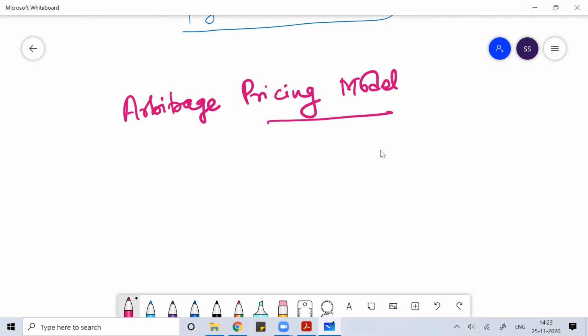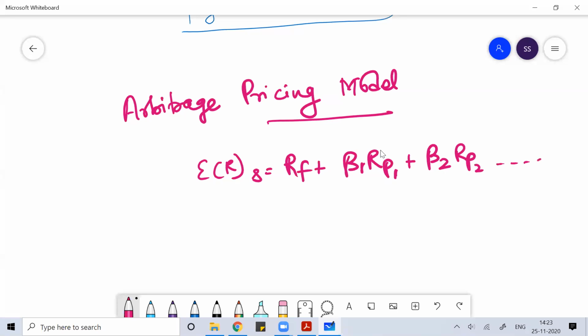So as per the arbitrage pricing model, each risk has a different risk factor, and each risk factor should be represented by a different beta value, which is called a risk coefficient. And then we should study the return on the market. As per the arbitrage pricing model, the return on a security is equal to RF plus beta 1 into risk premium 1 plus beta 2 into risk premium 2, like that.